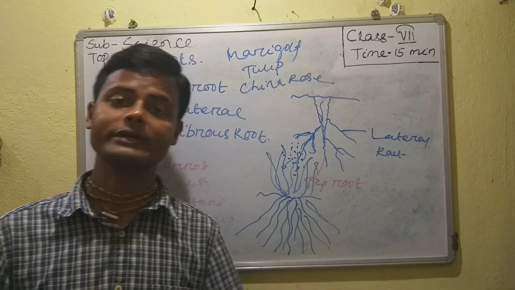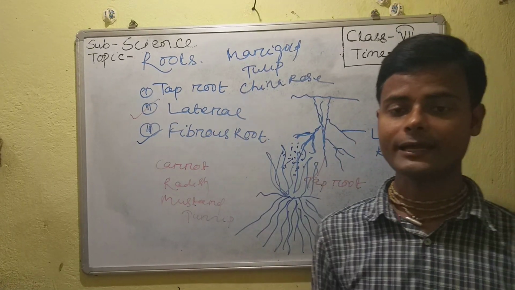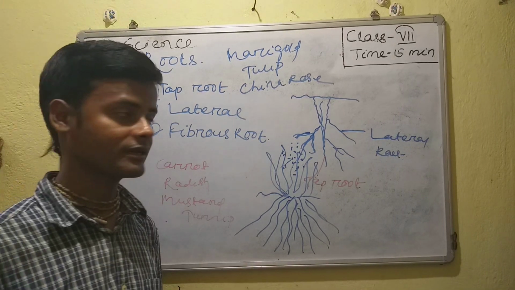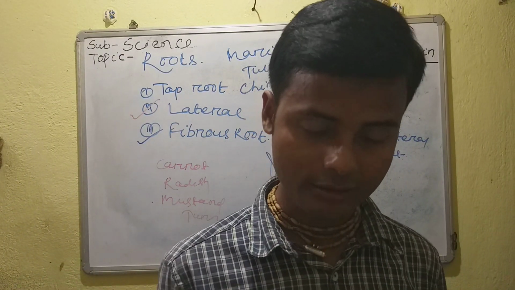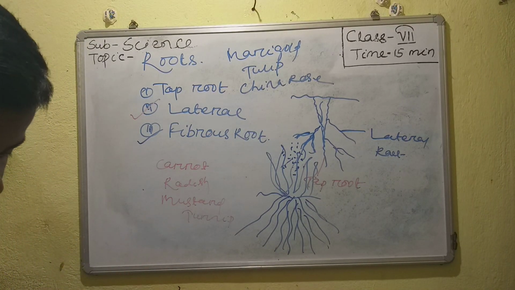Roots absorb water and minerals from the soil. We eat some of these roots like carrot, radish, sweet potato, turnip, right? We also eat this type of roots. These are the different types of roots and the functions of the roots.